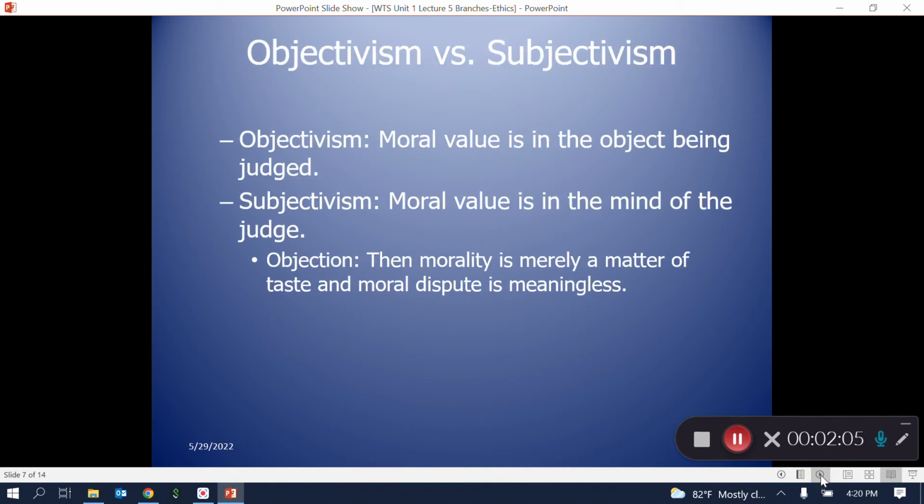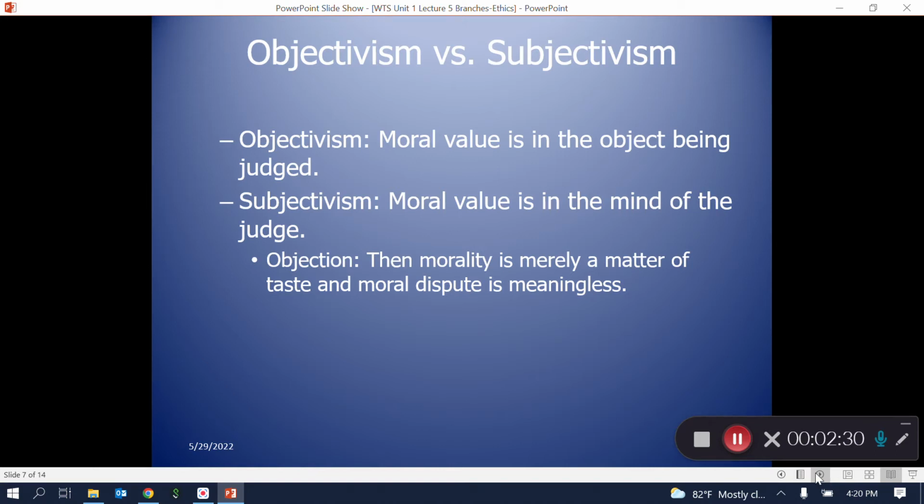Objectivism and subjectivism are similar to absolutism and relativism. The objectivist says that moral value is in the object being judged. The subjectivist says that moral value is in the mind of the judge. When I say, for example, slavery in America was morally wrong, if I'm an objectivist, I mean that something about slavery itself was wrong.